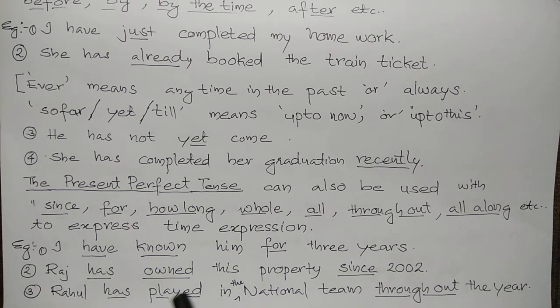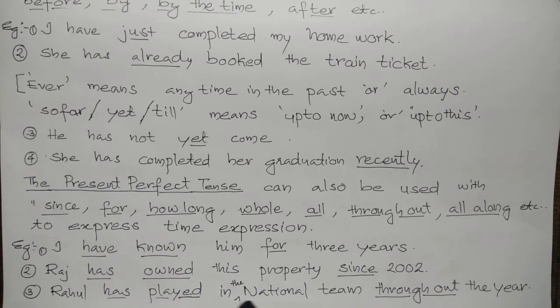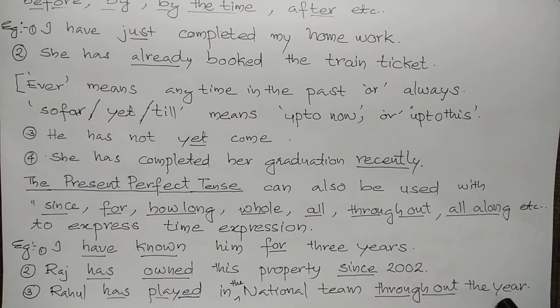Second one, Raj has owned this property since 2002. Raj is a singular subject. So has owned, V3 of own. This property since 2002. We have used since. So it's a time expression. So we use present perfect. Third one, Rahul has played in the national team throughout the year. Again, throughout is there. So it should be in present perfect. Rahul is a subject plus has plus V3 form of play.